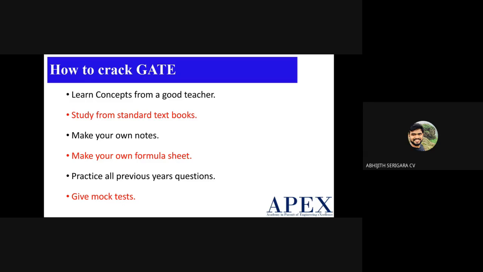Not some other textbook, not the VTU textbook. The VTU textbook is okay, but you have to understand the concept. You have to understand why. First teacher, second books. Three, make your own notes. Very important. Make your own notes. Fourth, make your own formula sheet. After the notes, that is not enough, you have to make your own formula sheets.